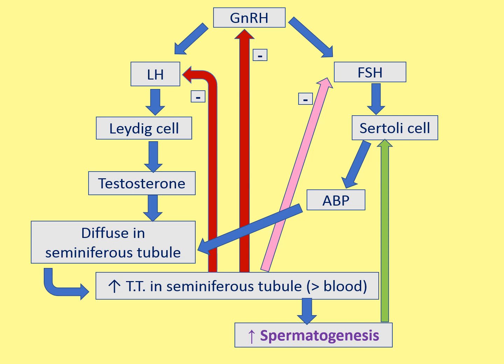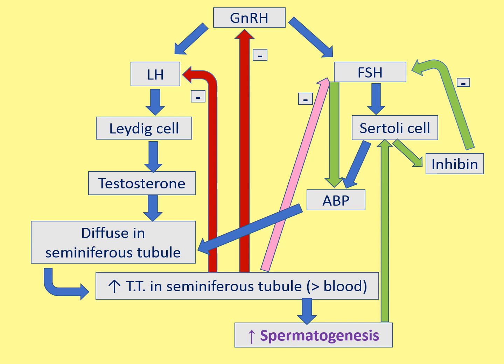But when spermatogenesis is increased very much, it acts on the Sertoli cell to release inhibin, and this inhibin acts on the FSH, negative feedback. So inhibin inhibits FSH release, and this FSH decreases the androgen binding protein. As a result, spermatogenesis is decreased. So this is from the regulation part.